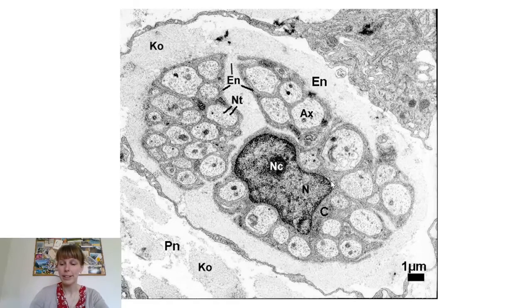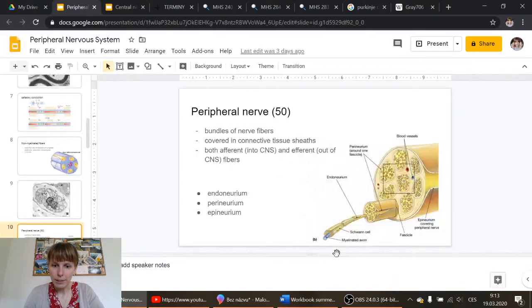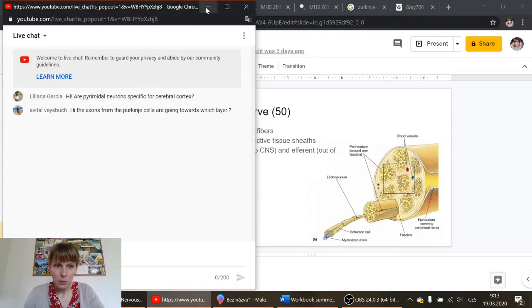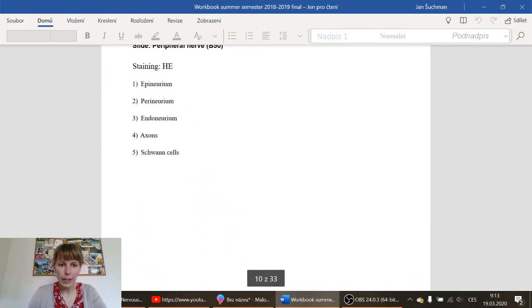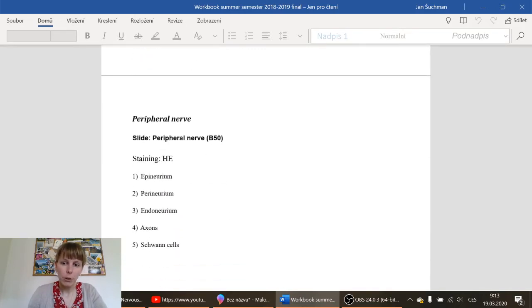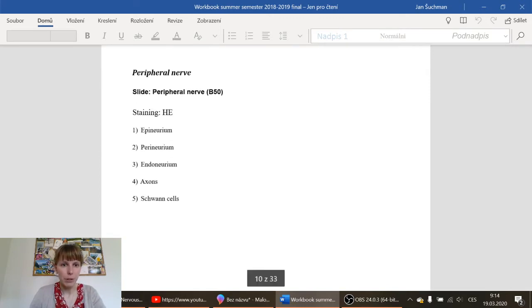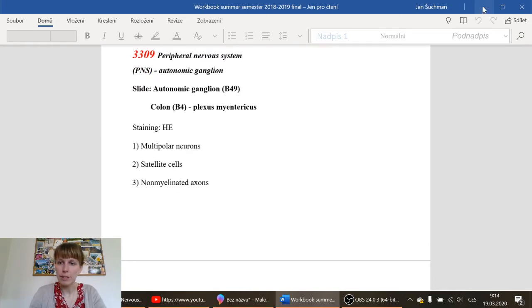So non-myelinated axons looking like this. And now we will go to the slides. So no questions, perfect. So we have 2 slides only for the peripheral nervous system. We have autonomic ganglion and we have peripheral nerve. So I would start with the peripheral nerve. It seems more logical to me, and then we will get to the ganglion.